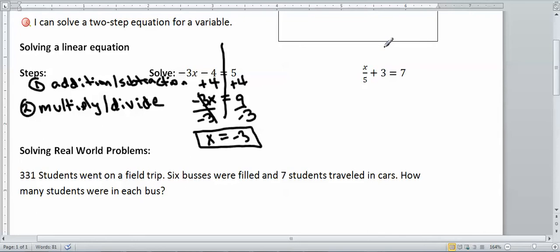Okay, if I were to plug back in negative 3, I should get 5 on both sides. Okay, so right now I want you to pause the video for a second and try this next one on your own. I've got x divided by 5 plus 3 is equal to 7. So I need to figure out how to get x by itself. So pause it real quick and try.